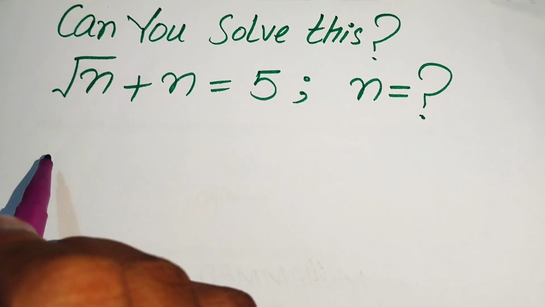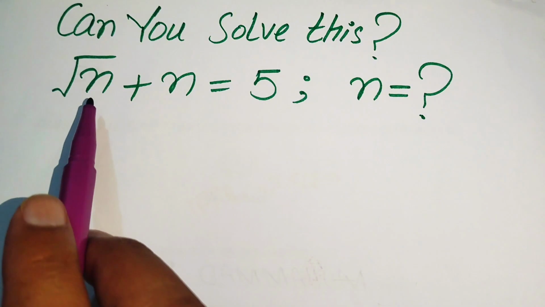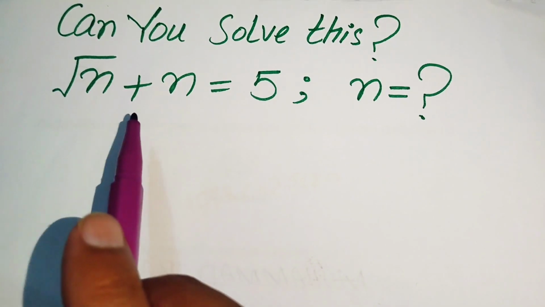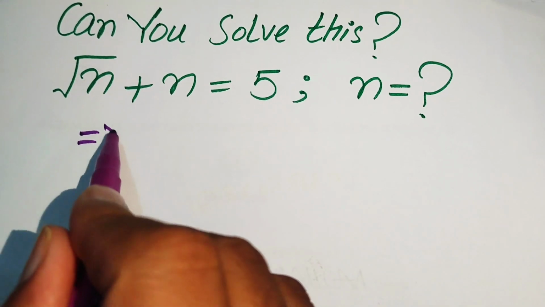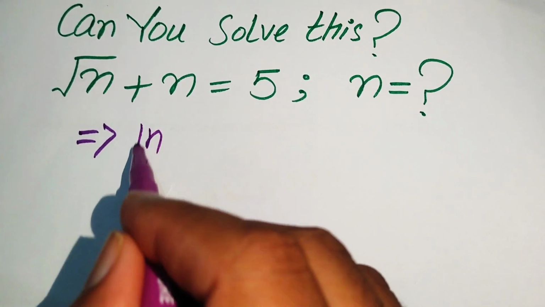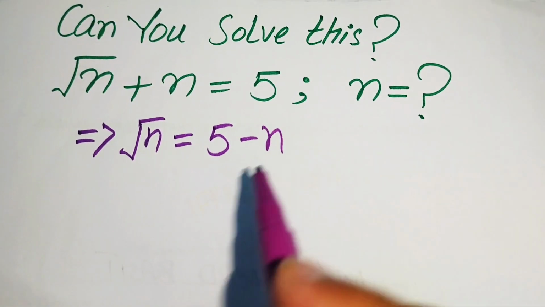So the very first step we are going to do is first we remove this square root sign in the left hand side. So here we move this plus n to the right hand side, and it will be written as square root of n is equals to 5 minus n.